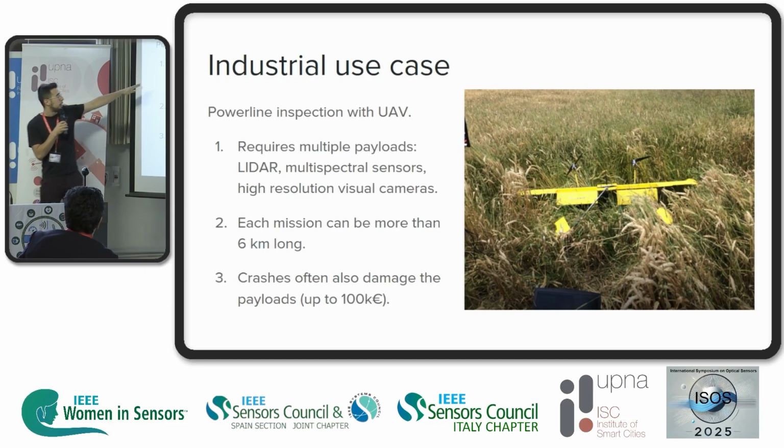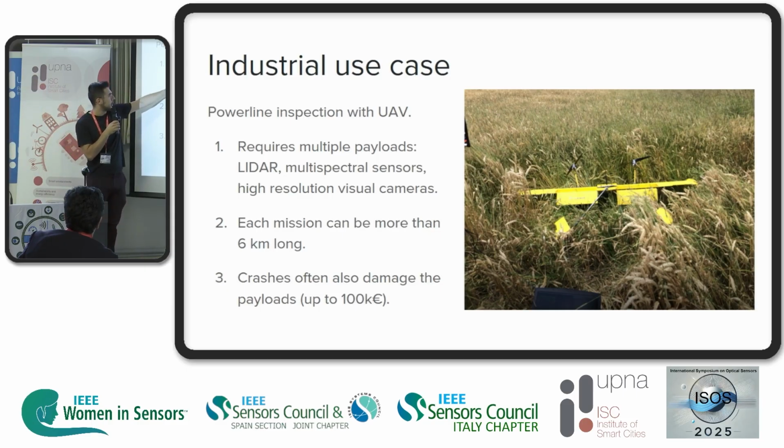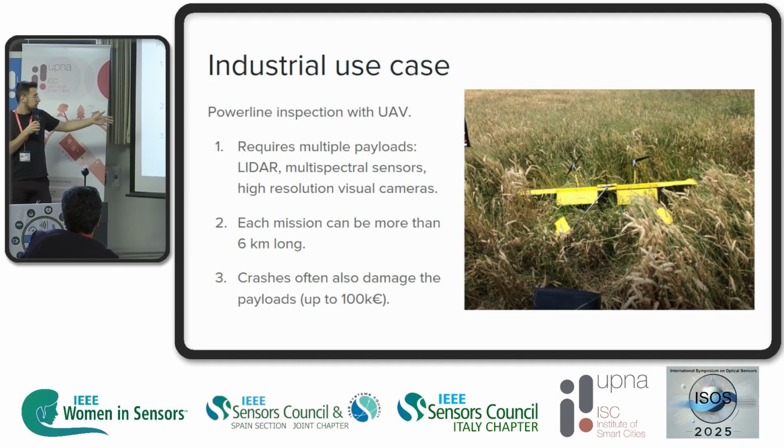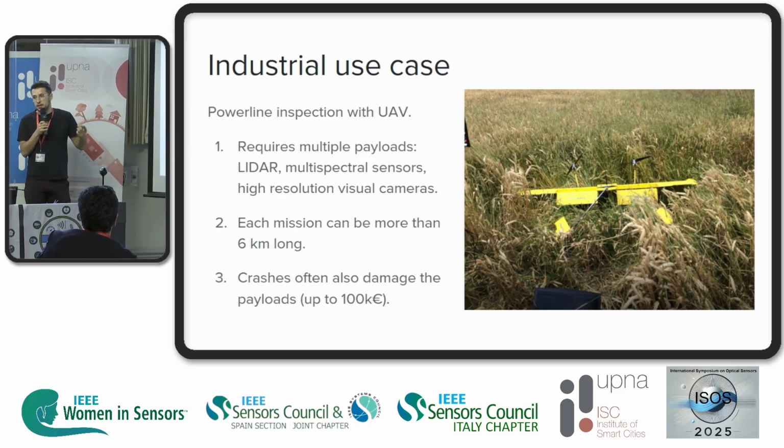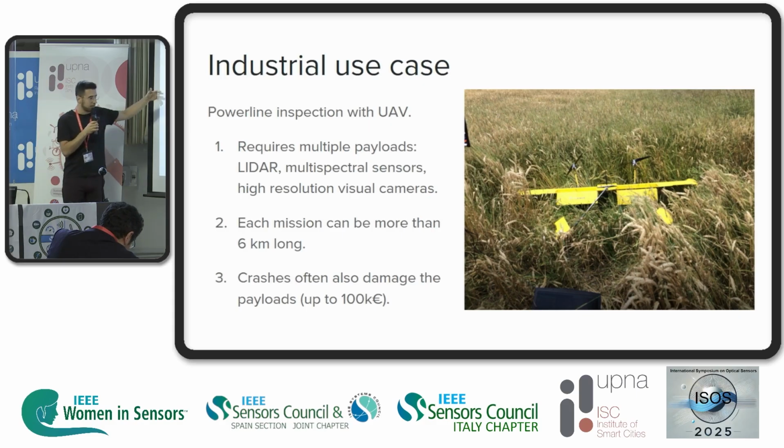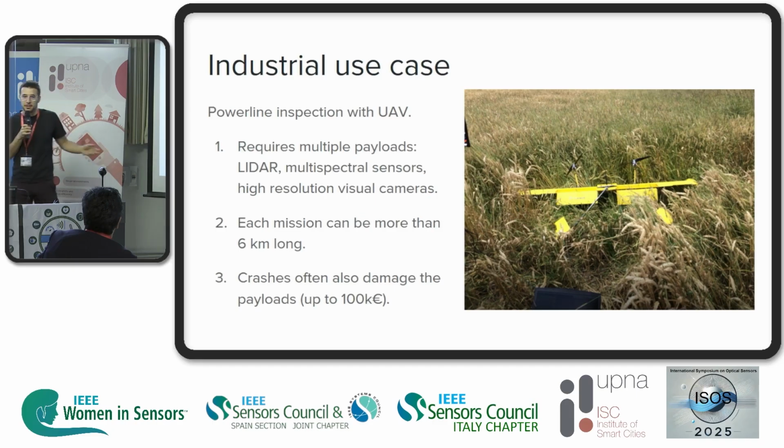For that, they require multiple payloads. They typically carry LiDAR sensors, multispectral sensors, high-resolution visual cameras, amongst others. For reference, each mission can be more than 6 kilometers long on a single battery. And if you do the multiplication, they have multiple drones flying at the same time every day for a few missions of 6 kilometers long. So if you multiply statistically over a year, anything that can happen will happen. Any type of accident that you may imagine, it happens.